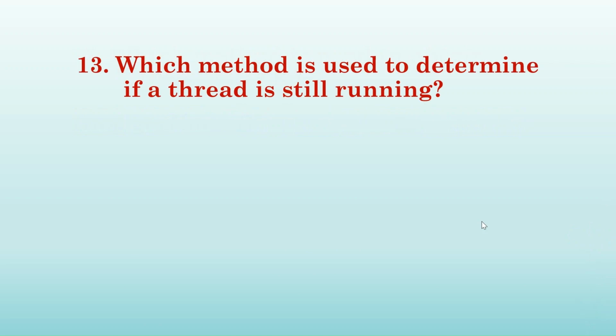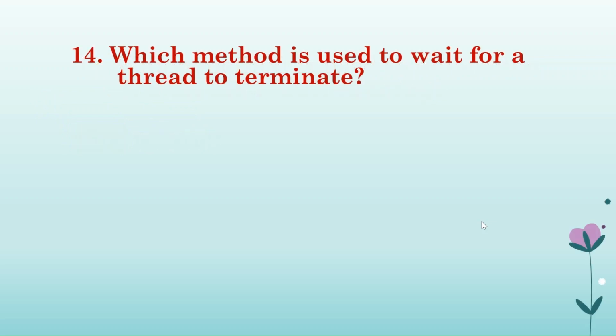Which method is used to determine if the thread is still running? There is a method called isAlive. So if you write thread object dot isAlive, it returns a true or false value. True means the thread is still running, false means the thread is not running.